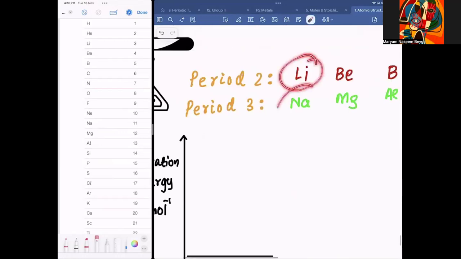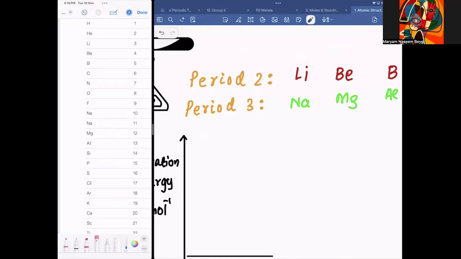Okay, tell me, if I compare lithium and sodium, which one has a greater ionization energy? Sodium. Yes, Mariam. Yes, sodium. You all forgot that down the group ionization energy decreases. The forces of attraction get weaker because the number of shells increases, distance increases, shielding increases, which outweighs the nuclear charge.